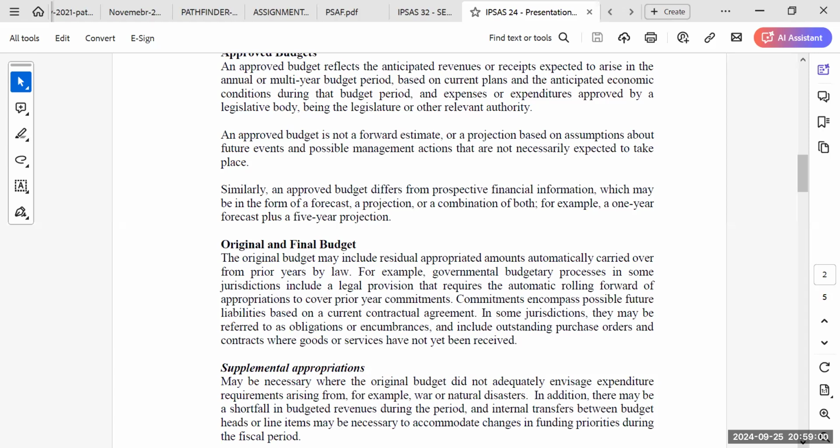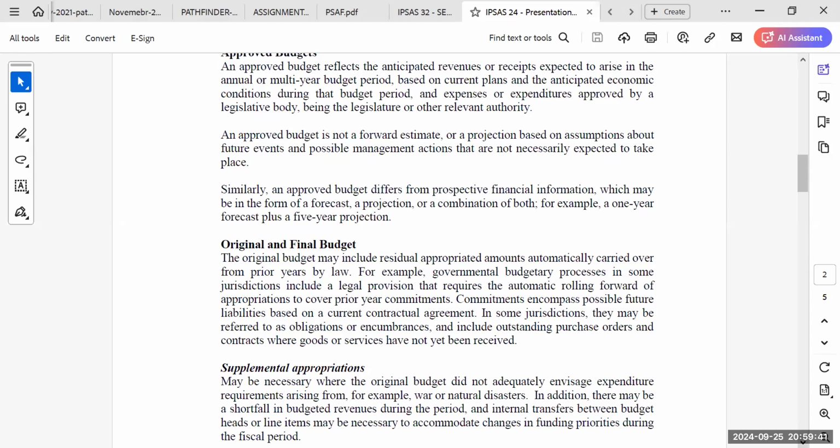For example, the governmental budgetary process in some jurisdictions includes a legal provision that requires the automatic rolling forward of appropriations to cover prior year commitments. Commitment encompasses possible future liabilities based on current contractual agreements. So we are saying that whenever the appropriation has not been spent, the money has to be sent back to the consolidated fund. But in certain jurisdictions, there is a law telling those people that, okay, you can keep that particular money, don't send it back, carry it over to the next year to fulfill whatever commitment you have made with somebody.